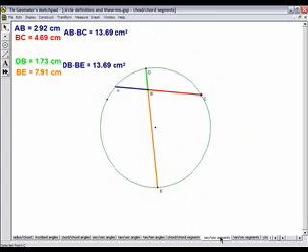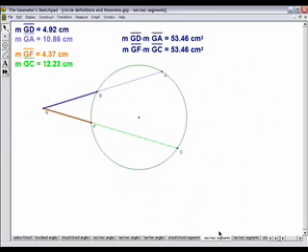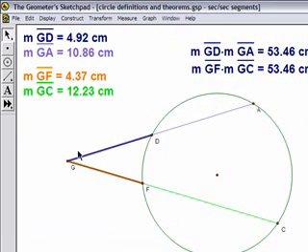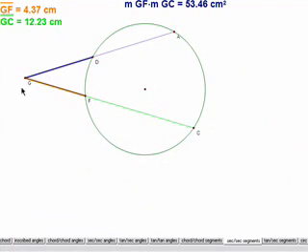Now for secant, secant, the way this works is the outside piece times the entire thing is equal to the outside piece times the entire thing. So it's not outside, inside, outside, inside. No, it's outside times the entire length. So GD times GA is going to equal GF times GC.